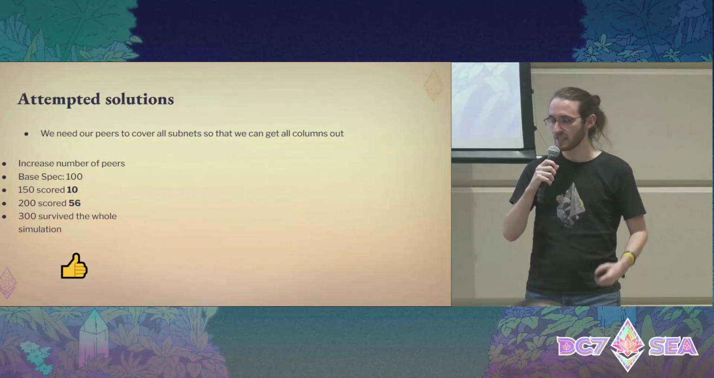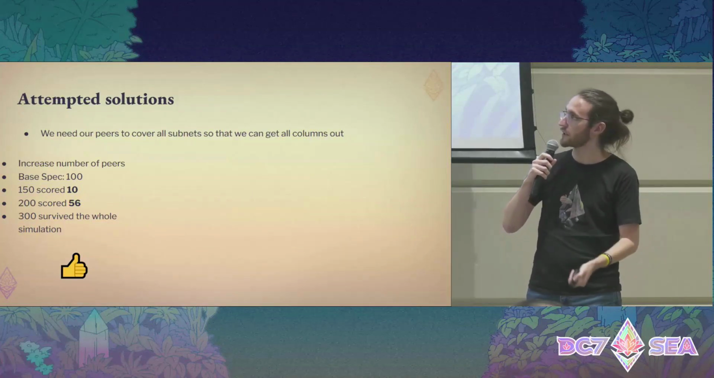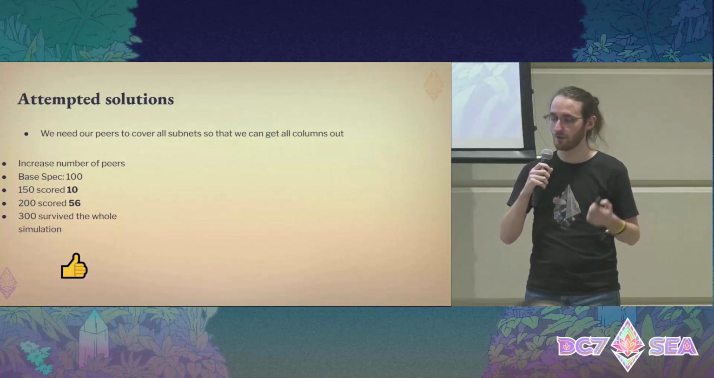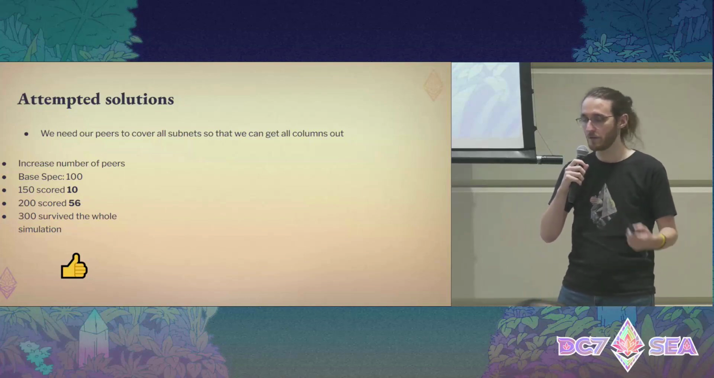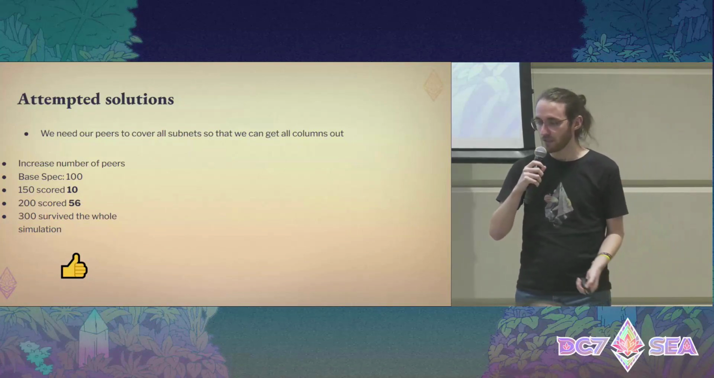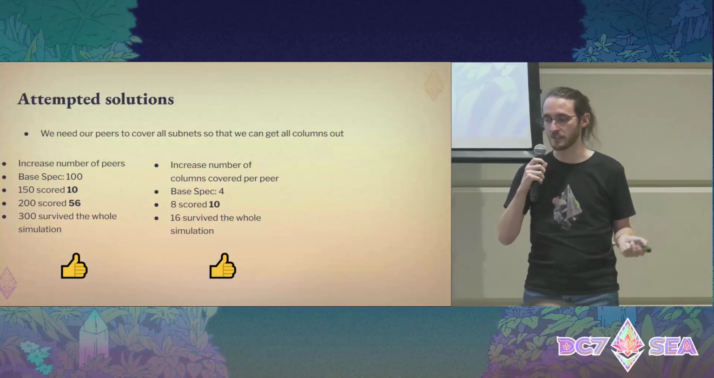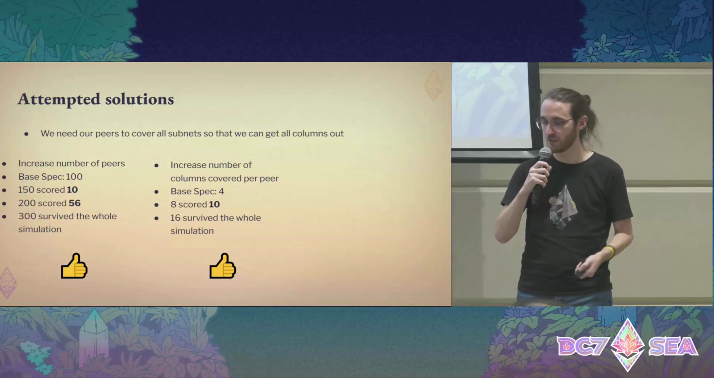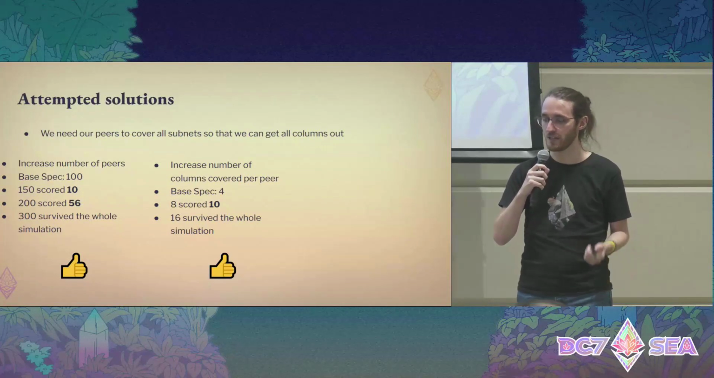The base configuration in Lighthouse looks for 100 peers. 150 peers scored 10 with the metric I just mentioned. 200 already 56, and 300 survived the whole simulation, confirming our theory that this improves the situation. Next up, I increased the number of columns covered per peer, which should have the same effect, right? Because the total number of covered columns also increases with this. Increasing from 4 to 8 scored 10, and 16 already survived the whole simulation.